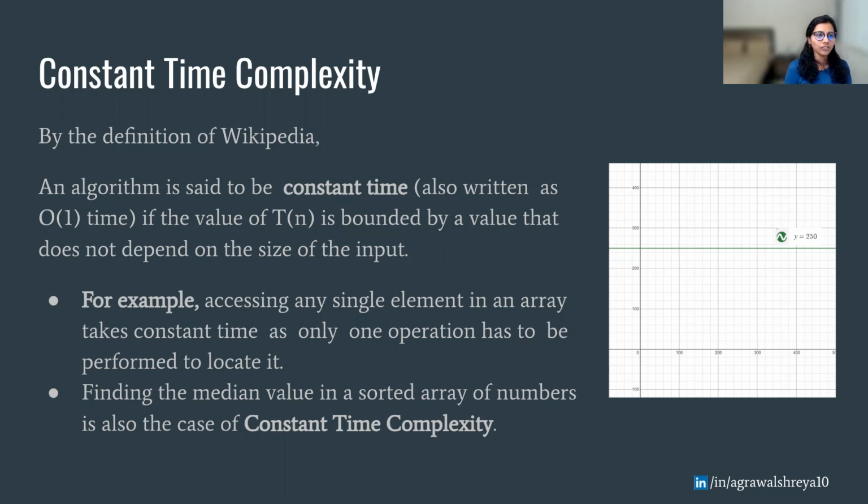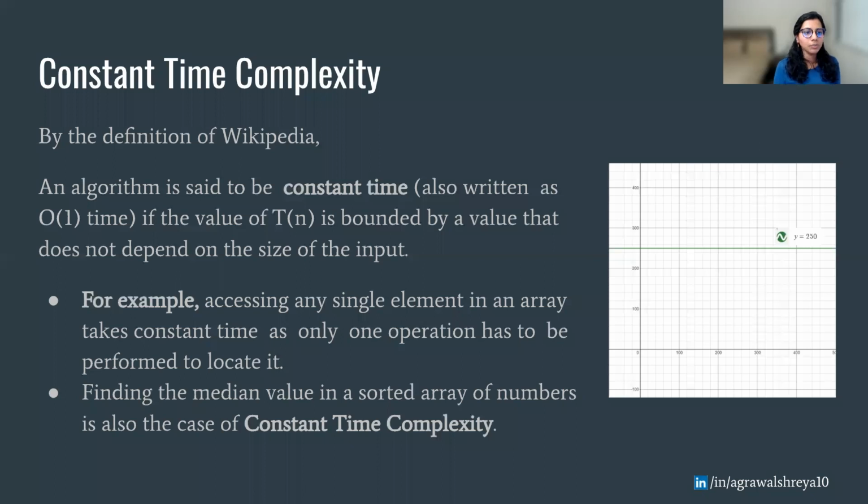So first and foremost, we have constant time complexity. By the definition of Wikipedia, an algorithm is said to be a constant time algorithm, also written as order of 1, if the value of T of n is bounded by a value that does not depend on the size of the input. Now, what does that mean? It means that the number of computations that we are doing in this case remains constant. It could be anything, but it is not changing based on our variables or the size of our input.